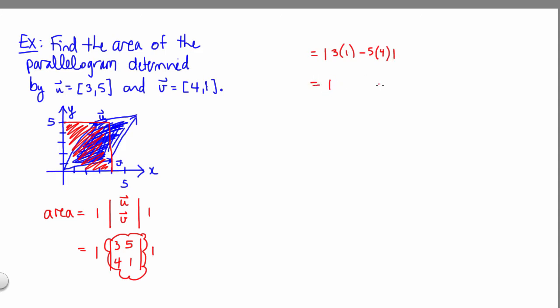All right, so continuing to keep the absolute value signs on there, we've got the absolute value of negative 17. In other words, 17. So the area of the parallelogram determined by u and v is 17 units square, and that corresponds pretty well with our original estimate of 20 units square.